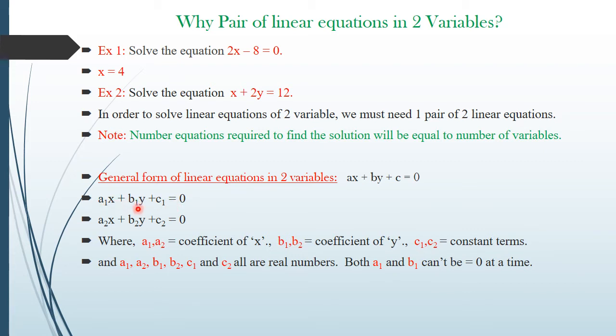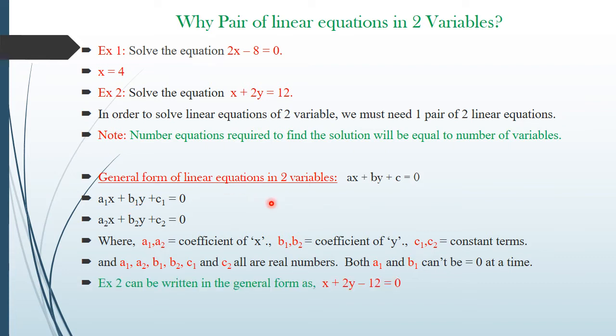Either a can be 0, then these two terms will remain, or b can be 0, or c can also be 0. That is also considered a linear equation in two variables. But a1 and b1 cannot be 0 at a time. That one fact we have to remember.